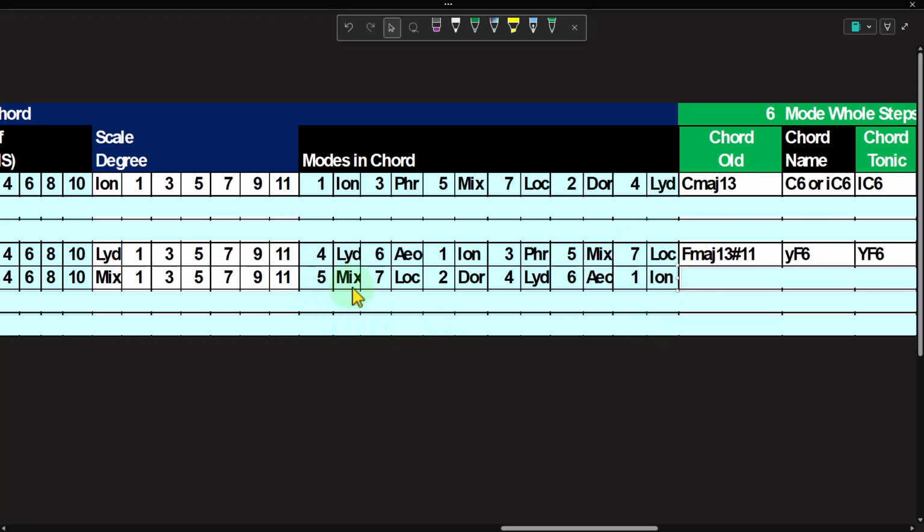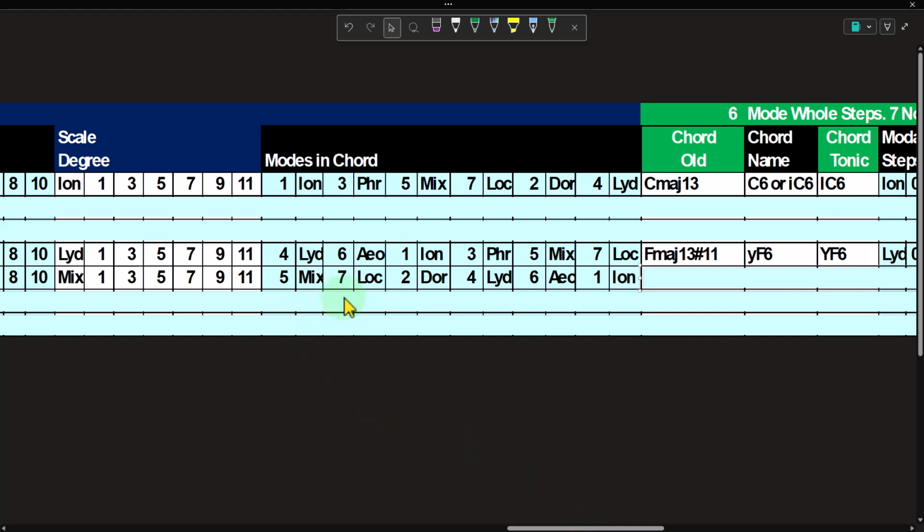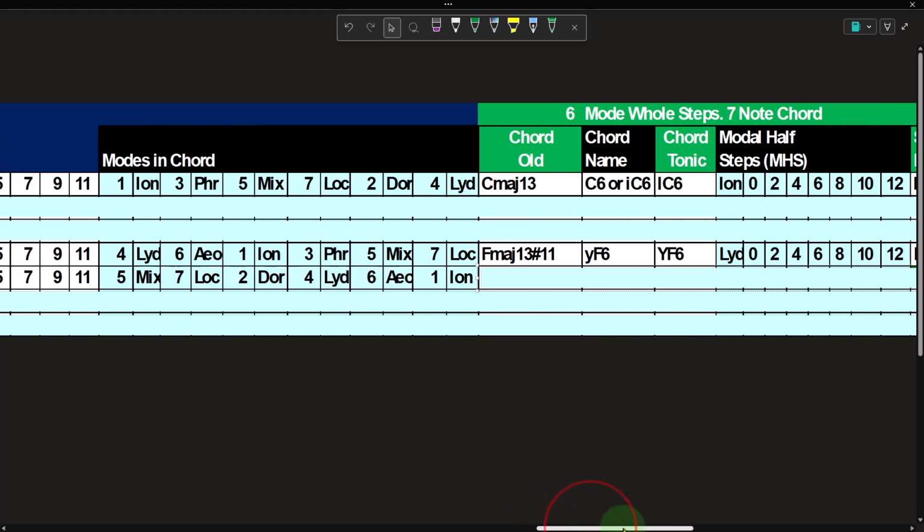So it would be 5, 7, 2, 4, 6, 1 or Mixolydian, Locrian, Dorian, Lydian, Aeolian, Ionian. Hopefully I got that right. Is that right? 5, 6, 7, 7, 1, 2, 2, 3, 4, 4, 5, 6. Yeah, okay. So, all right. So let's go to the next one.